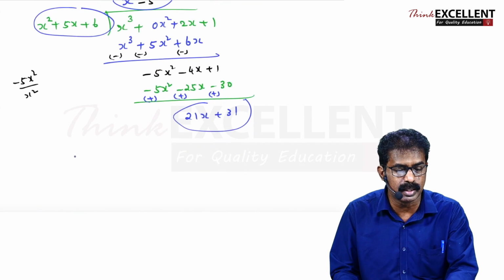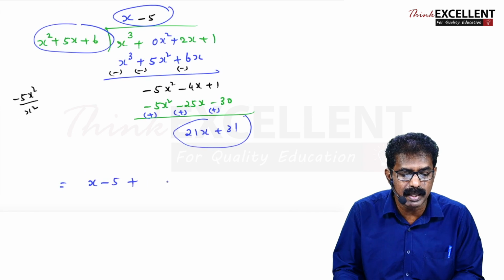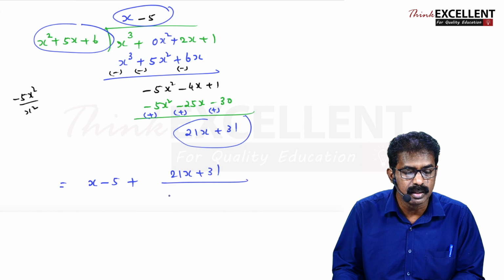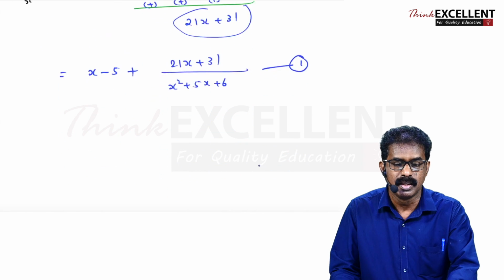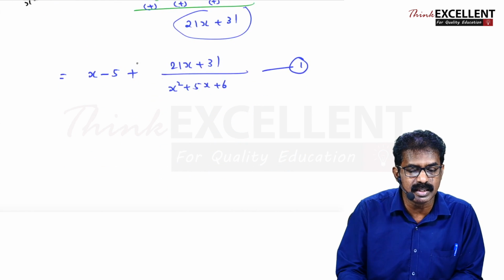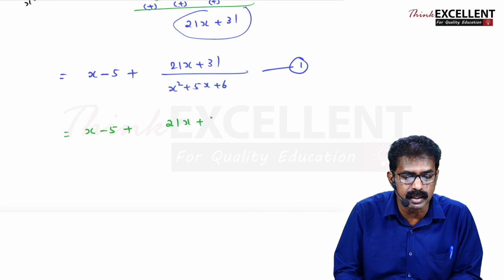Hope you understood. So what you write here? The quotient first, x minus 5, plus 21x plus 31 divided by x square plus 5x plus 6. So this is our answer actually. Can you factorize this denominator? Yes. So first one you write as it is, x minus 5 plus 21x plus 31.